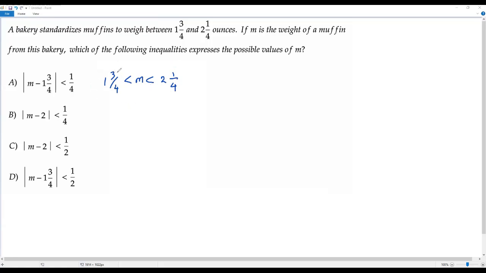first I have to get the average of the minimum value and maximum value. Okay, now let me get the average of the minimum value and maximum value. For that I have to add the minimum value 1 3/4 and the maximum value 2 1/4. It has to be divided by 2.